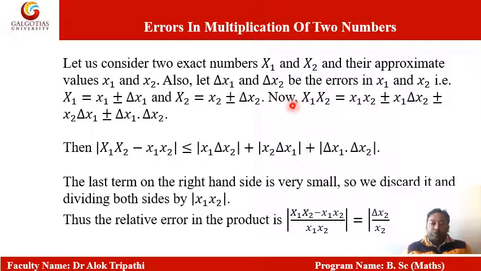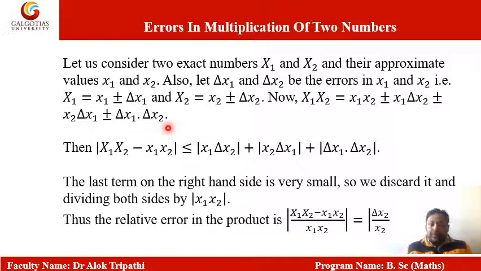Now we multiply the exact numbers. So X1 into X2 will be equal to, when we multiply this quantity with this one, we'll get x1 x2 plus minus x1 into delta x2 plus minus x2 into delta x1 plus minus delta x1 into delta x2.